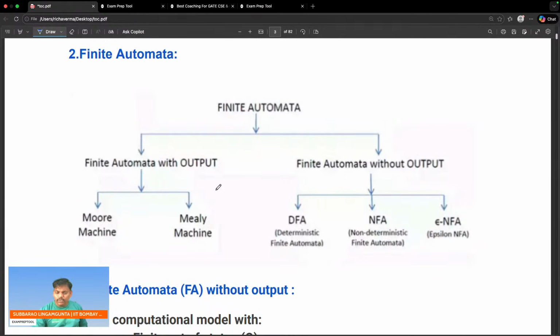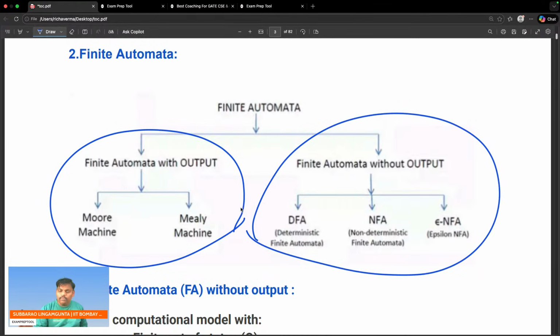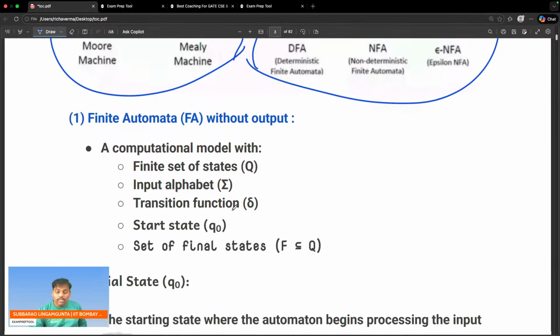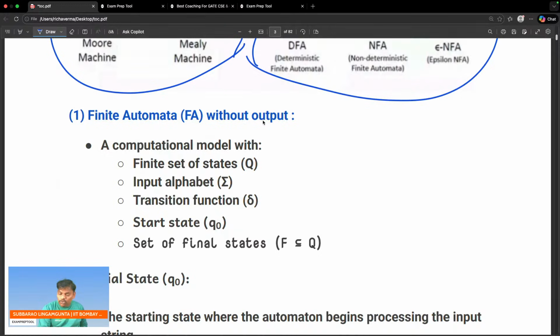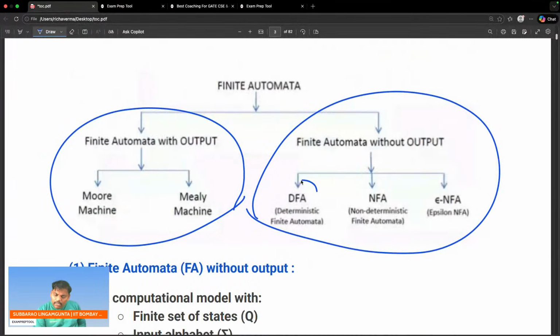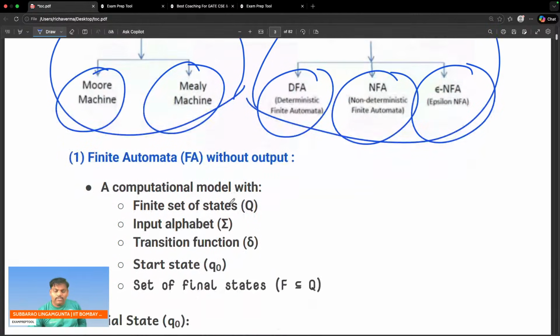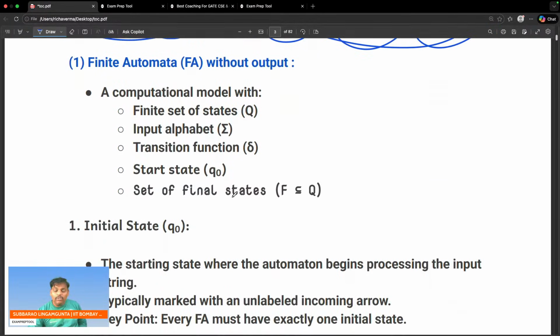Now come to finite automata. Finite automata are of two types: finite automata with output and finite automata without output. Without output, there is DFA, NFA, and epsilon NFA. Finite automata with output include the Moore machine and the Mealy machine. That is okay, everyone knows this. Let's come to finite automata without output.